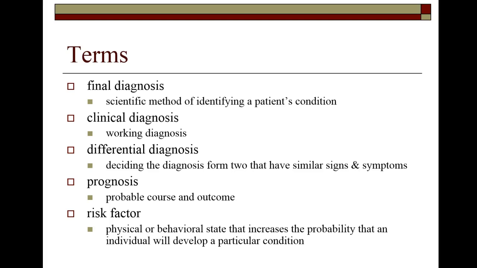Prognosis is the probable cause and outcome, and then the risk factors are behavioral and physical states that increase the probability that an individual will develop a particular condition. Obviously, it may be something as a part of their lifestyle, or it may be other medications that they're taking or other conditions that they have that would, here again, make it more likely that they might get the one that this is looking at.